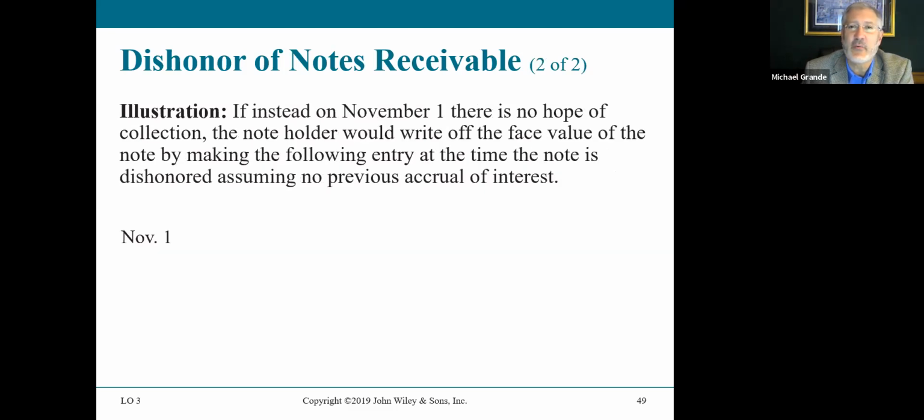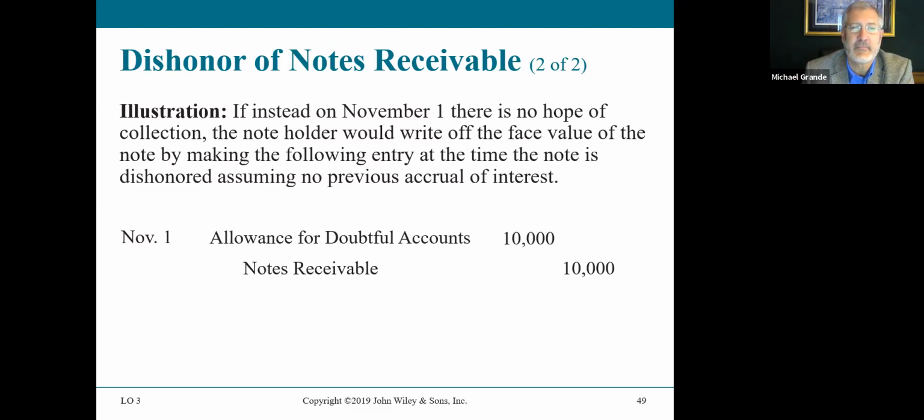If instead of November 1 there is no hope of collection, the note holder would write off the face value of the note by making the following entry at the time the note is dishonored, assuming no previous accrual of interest. So what are you doing there? You're writing off the note against the allowance account. In theory, you provided for this bad debt expense in the previous accounting period. So if a dishonored note, there's no chance of being collected, just write it off against the allowance account.